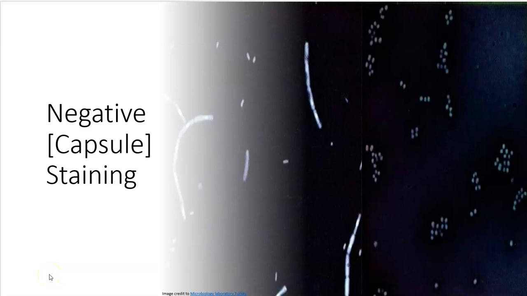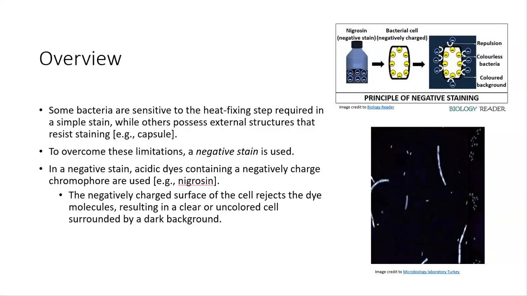In this lesson we'll be talking about a negative or capsule stain. We typically do negative staining for one of two reasons. Either a bacterium cannot be heat fixed.